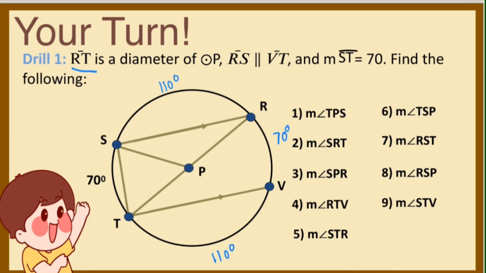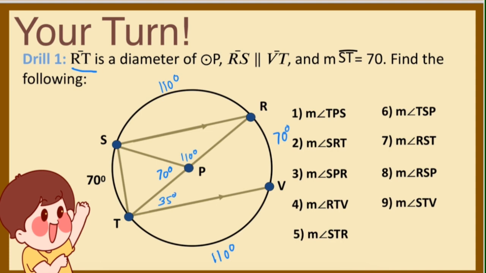Okay, what else do we have? Look at this one. SPT. What's that? That's a central angle. It intercepts ST. When it's a central angle, guys, don't forget, they're equal. So this is 70 degrees. Next, SPR, central angle then. Therefore, this one is also 110 degrees. Now, RTV, is that a central angle? No, it's not. It's an inscribed angle. So 70 divided by 2, you will get 35 degrees here.